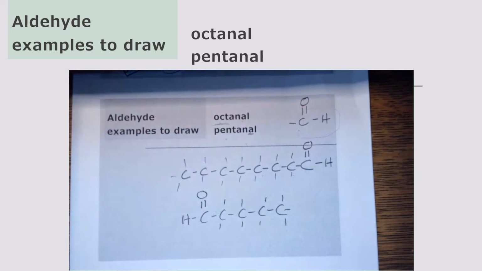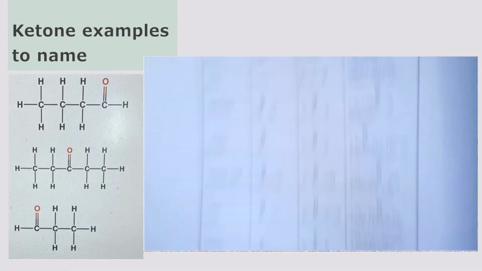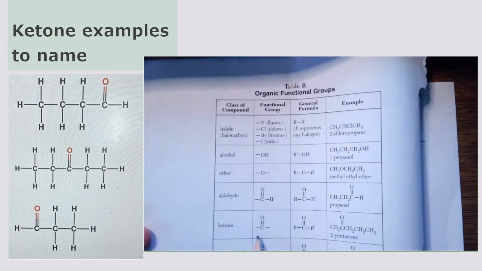That's aldehydes. All right, now we're on to ketones. So let's look at table R for ketones, okay? You could see what the functional group is. We have a C with a double bond O somewhere on the chain.